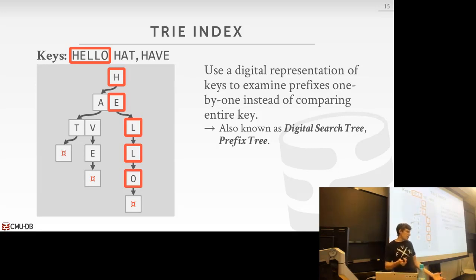Whereas this makes sequential scans more difficult, because although it can be in sorted order, I've got to backtrack, go back up and go back down, unlike in the B plus tree where I can just scan along the leaf nodes. So tries are going to be faster for point queries than a B plus tree, but they're going to be slower for scans.